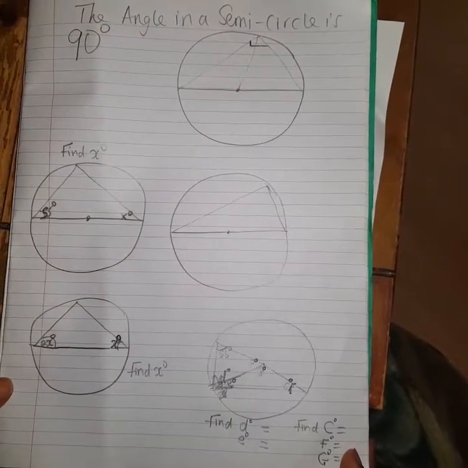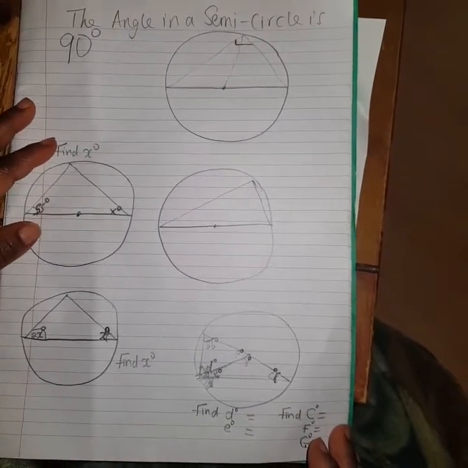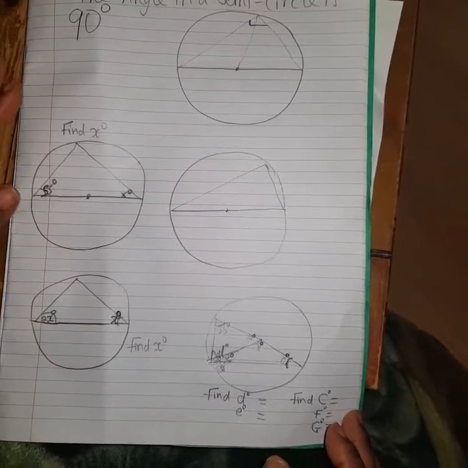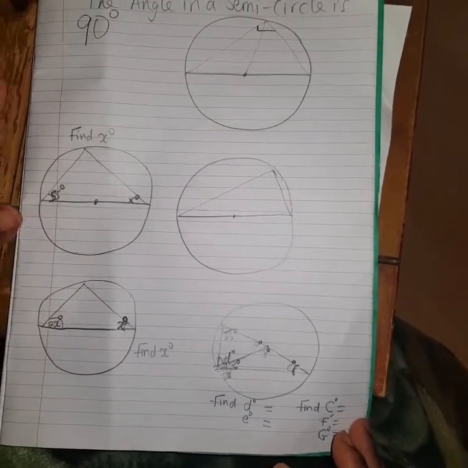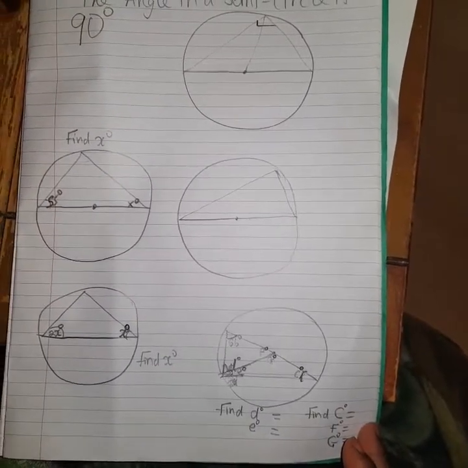A semicircle is 90 degrees. What does that even mean? So today we're going to be talking about circle theorems. There are about 8 that we need to talk about, but I'm going to have to do them one after the other in different videos at different times.